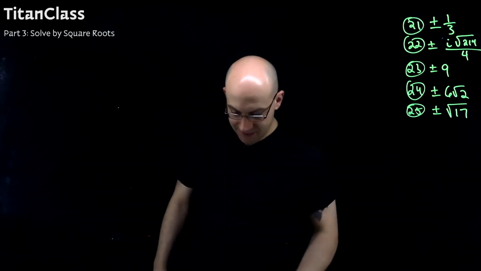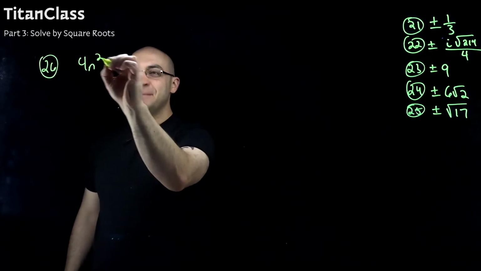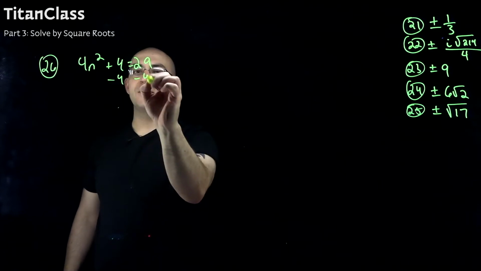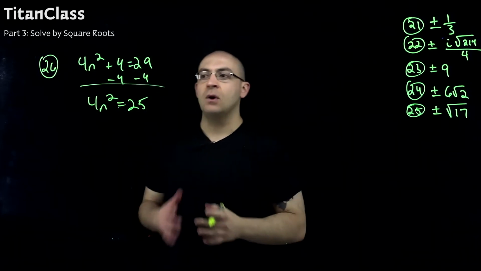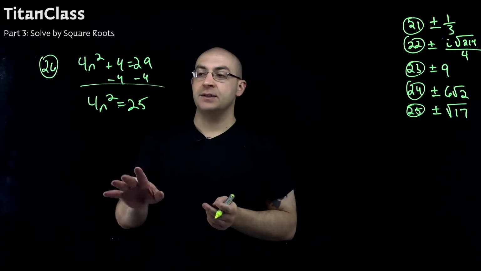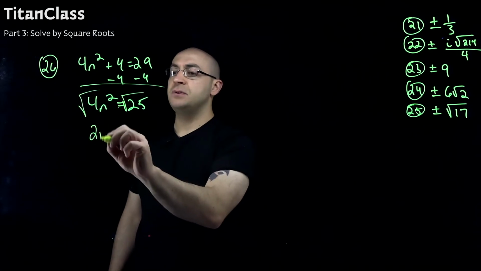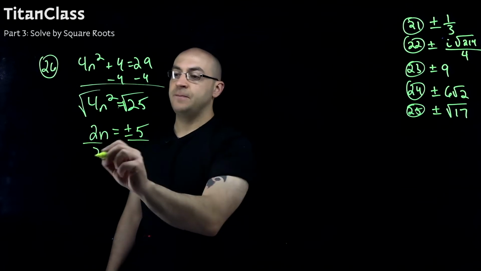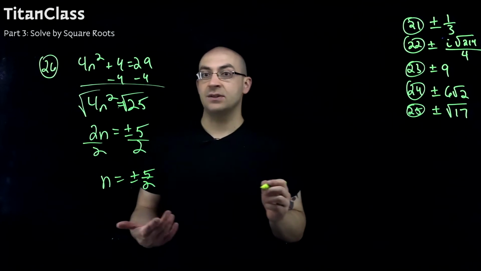26. This one might be a little messy. 4n squared plus 4 is going to equal 29. We're going to subtract 4 on both sides. Okay. 4n squared is going to equal 25. All right, interesting. Now, we can do a couple different things here. Because 4 is a perfect square, I can actually square root both sides. So let's do that and see what happens. If I were to square root both sides here, I will have 2n equals plus or minus 5. Now I can divide by 2 on both sides, and this is going to be n equals plus or minus 5 over 2. That's actually the answer, and I'm good with that.